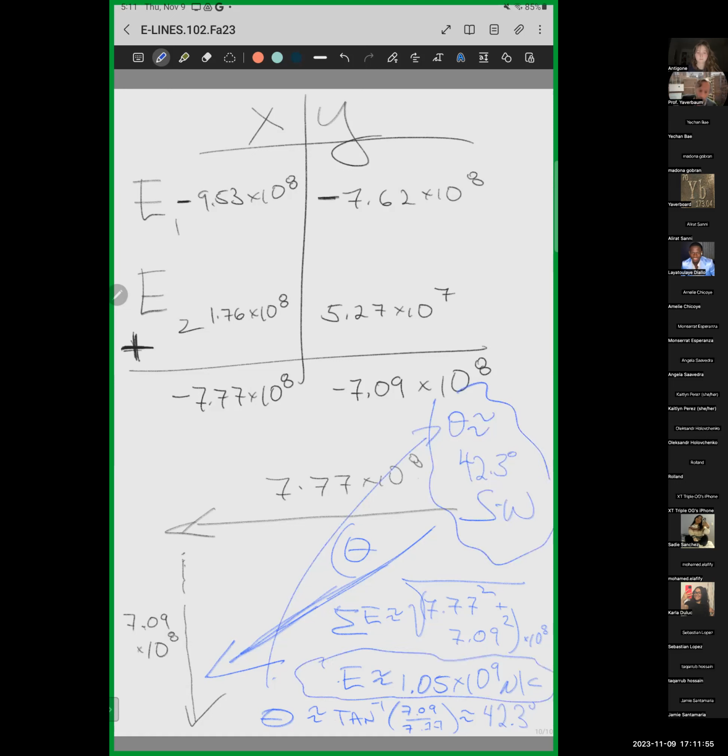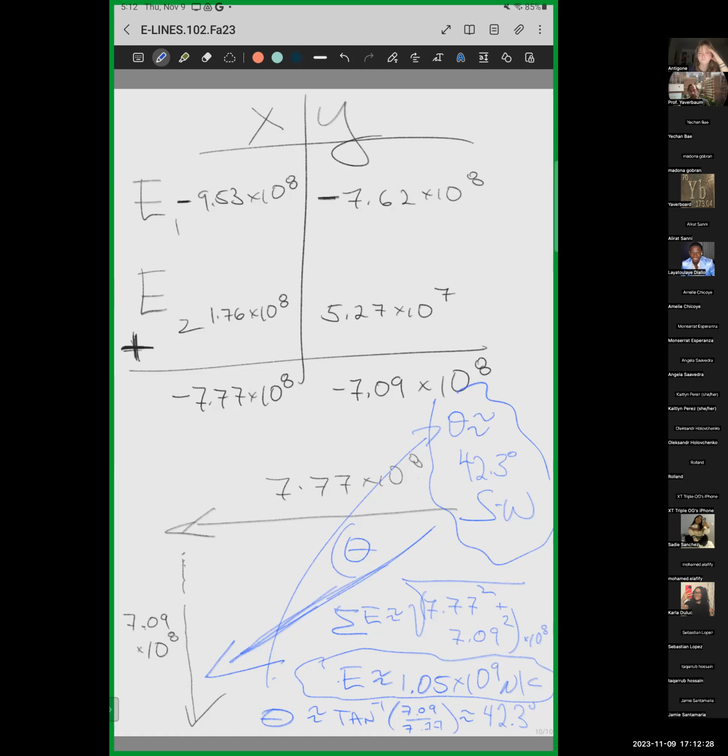The final answer of all of this monstrosity is that the field... and the people that did put anything in the chat, if they want to confirm or deny whether they got this final answer, especially if they just think I'm wrong, I would love to hear it. But I think the final field strength is approximately 1 times 10 to the ninth newtons per coulomb. And the final direction of the field is 42.3 degrees approximately to the southwest, as we predicted.